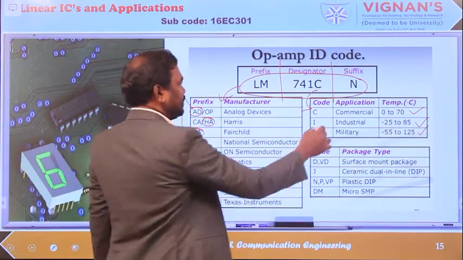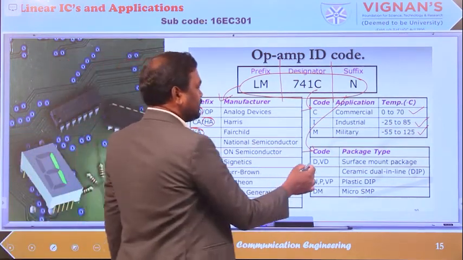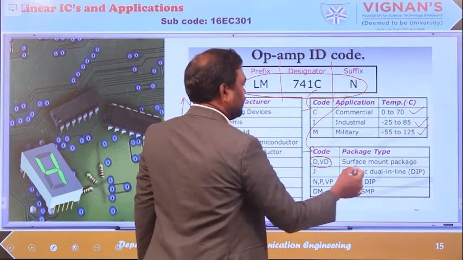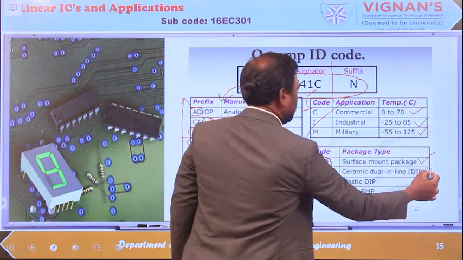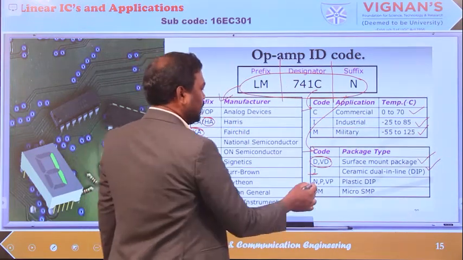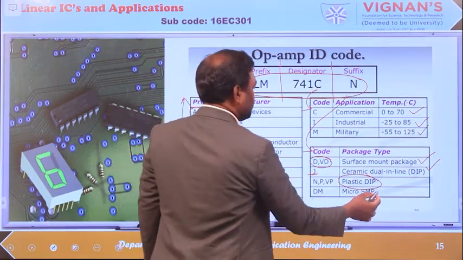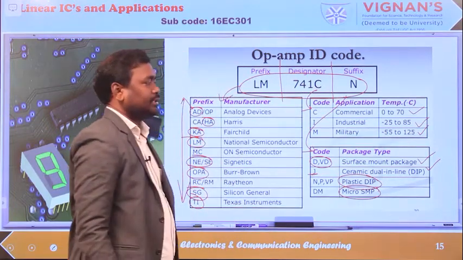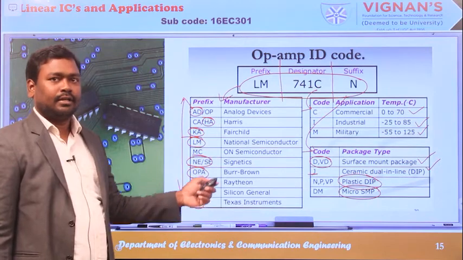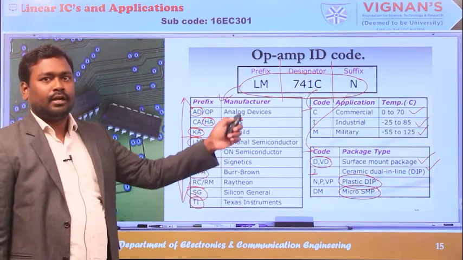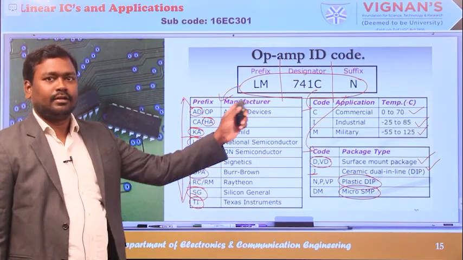Next, the suffix. The suffix represents the package. If it is D or VD, it is a surface mount package. If it is J, a ceramic dual inline package. N, P or VP is a plastic DIP package. DM means a micro surface mount package. So like this, we identify who made that IC, for what applications it is made, and what type of package it is.